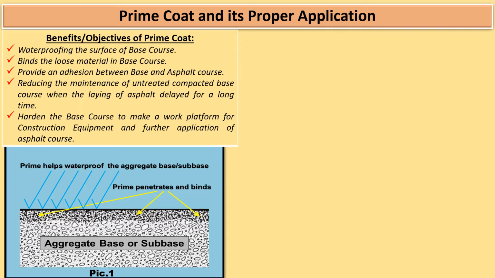If the compacted base course is left untreated and traffic is allowed to run over it, then some of the aggregates and fine materials having no cohesive nature disintegrate from their position and require frequent maintenance of the pavement. So prime coat also reduces the maintenance cost.